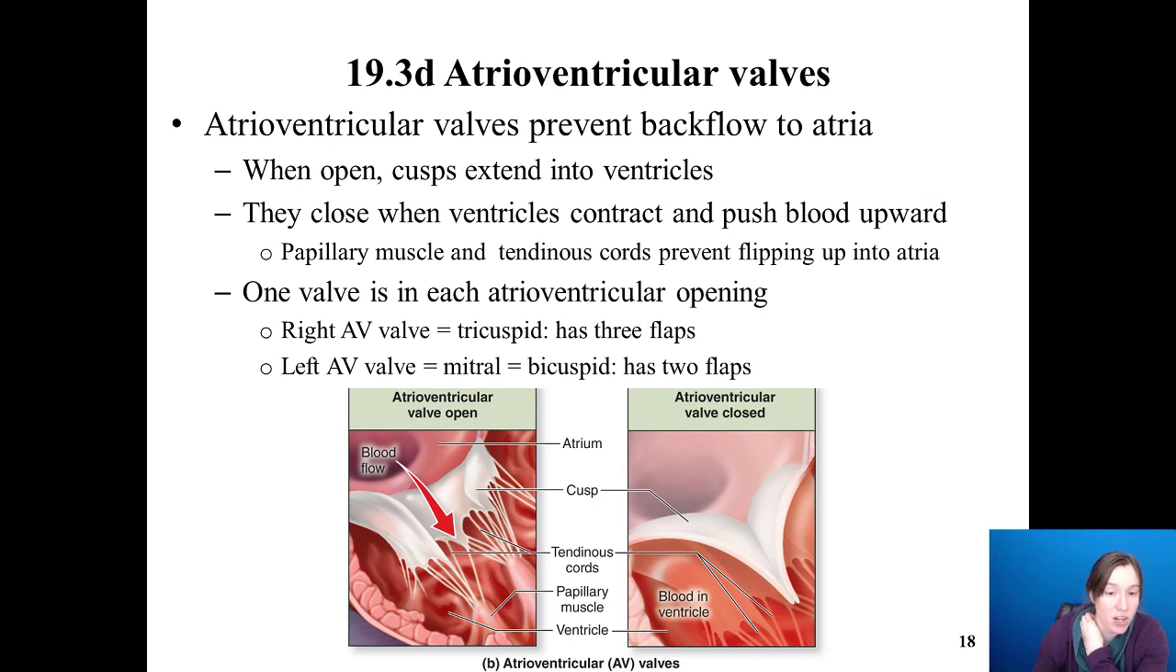One valve is in each atrioventricular opening. So the right AV valve is called the tricuspid valve because it has 3 flaps. The left AV valve is called the mitral valve or bicuspid because it has 2 flaps.